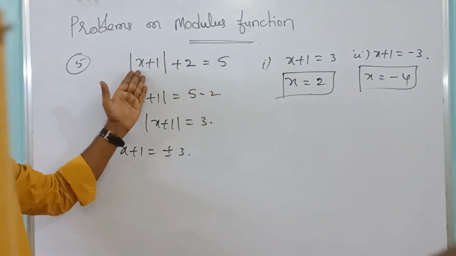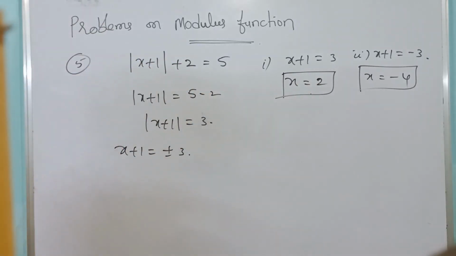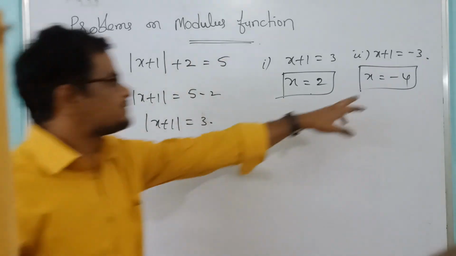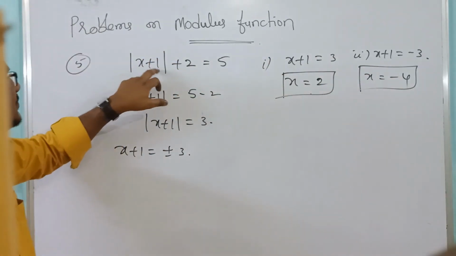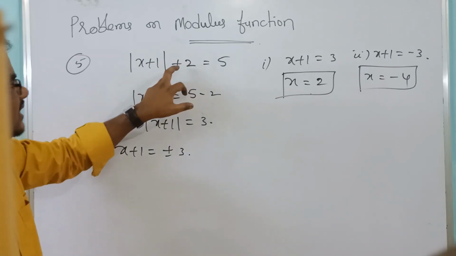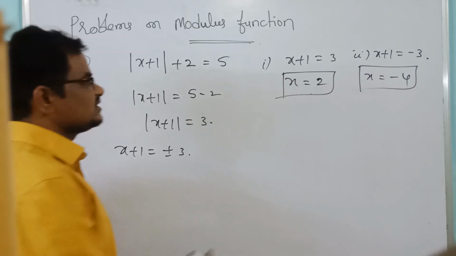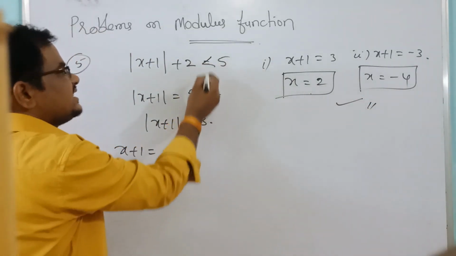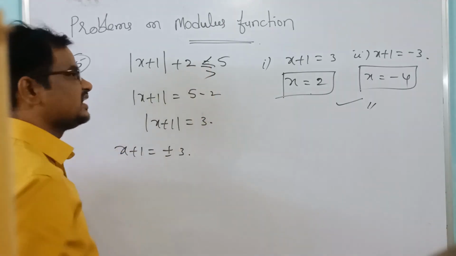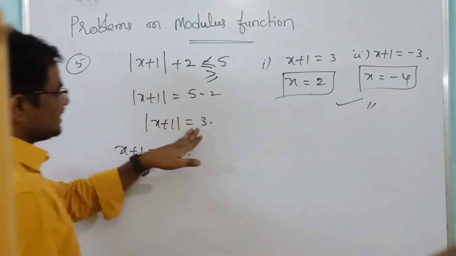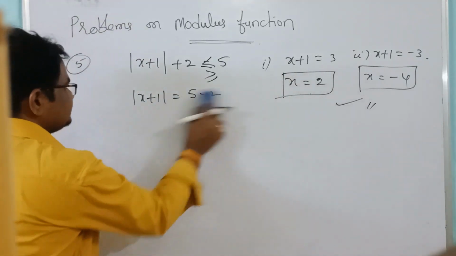Substitute x equal to 2: 2 plus 1 is 3, 3 plus 2 equal to 5. And substitute x equal to minus 4 also: minus 4 plus 1 is minus 3, modulus of minus 3 is 3, 3 plus 2 equal to 5. So these are the required solutions. Suppose any inequality with less than or greater than is there, or less than or equal to, greater than or equal to, we follow the same procedure, but here we have to take less than, greater than.